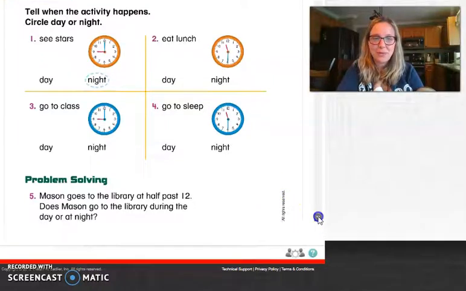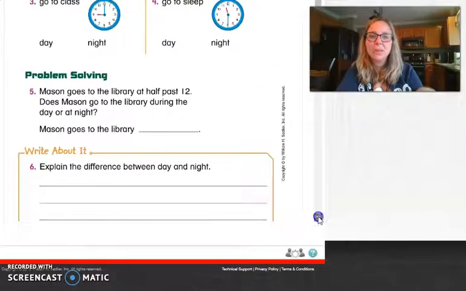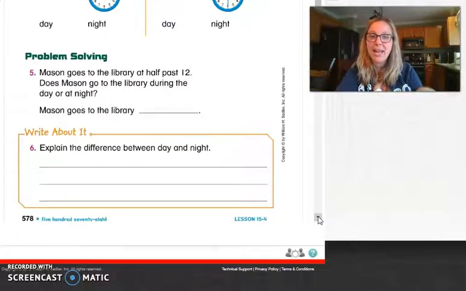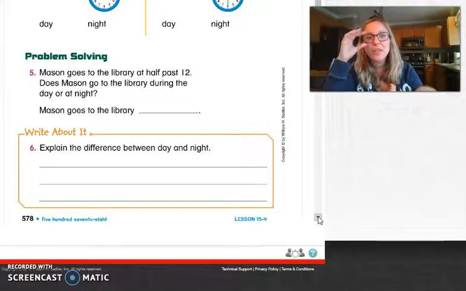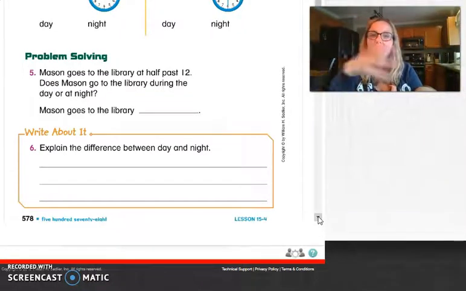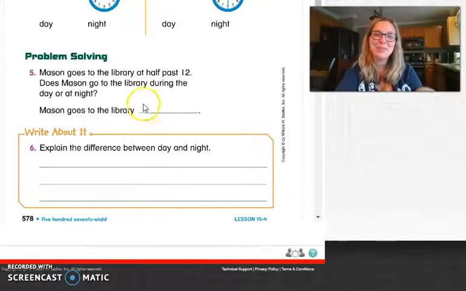Okay, looking at our problem-solving question, it says Mason goes to the library at 12:30. And we know that means 12:30. So does Mason go to the library during the day or the night? At 12:30, would be during the day. So Mason goes to the library during the day. You can write day on that line, D-A-Y. And then it says explain the difference between day and night. You can explain that in your own words.